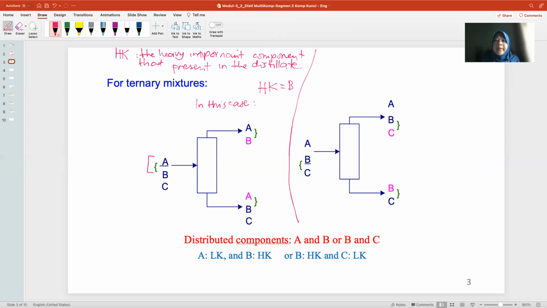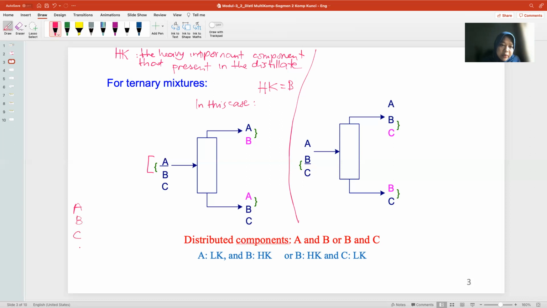I have a question when I see this one, for Pak Danu: how do we determine which one is the heavy key? Is it B or is it C? Pak Danu said that if we have a number of components, it's going to be specified in the problem, or we have to extract it from the problem. Usually in the specification of a product, there are some important impurities that must be limited in the product. If it is more than that, then the product is not on spec.